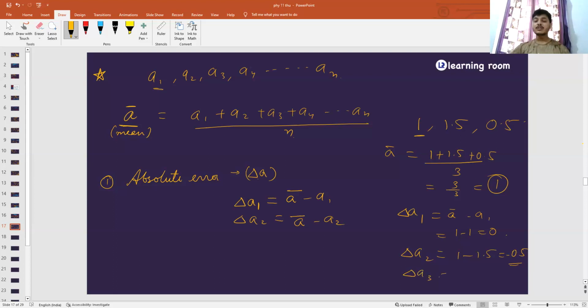Third measurement, what is the absolute error? This is 1 minus 0.5, so that is plus 0.5 in the third measurement. Okay, so these are the 3 absolute errors. I'll give you the definitions in the next class. First, you understand till here.